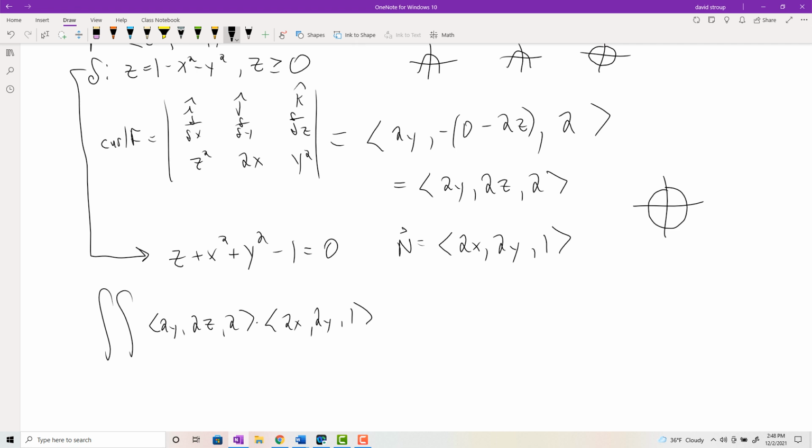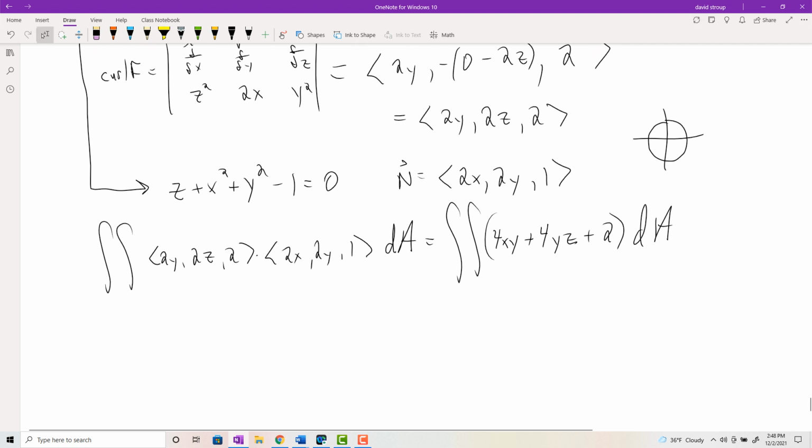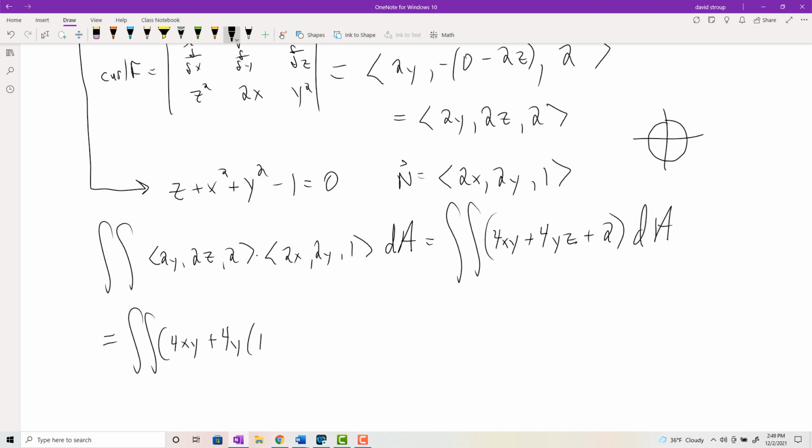and we're integrating, probably going to have to go to polar coordinates. So this is going to be 4xy plus 4yz plus 2 dA. And as noted, I got to get rid of that z. So this will be 4xy plus 4y times z, which is, I think, 1 minus x squared minus y squared, plus 2 dA. What an annoyance, huh?